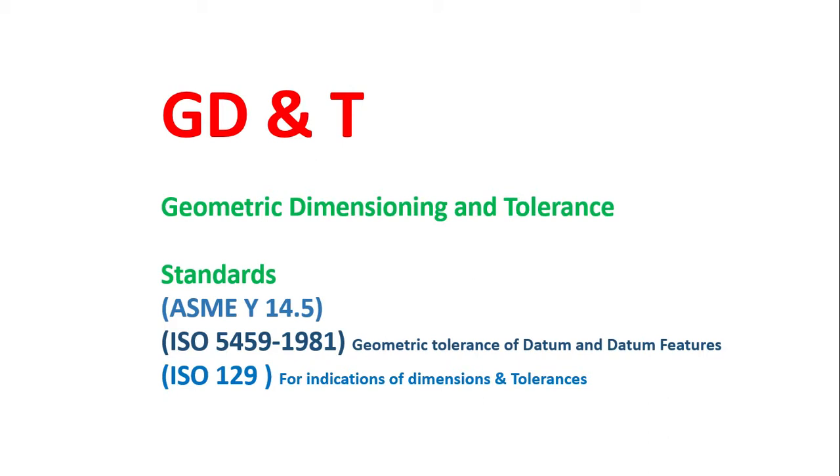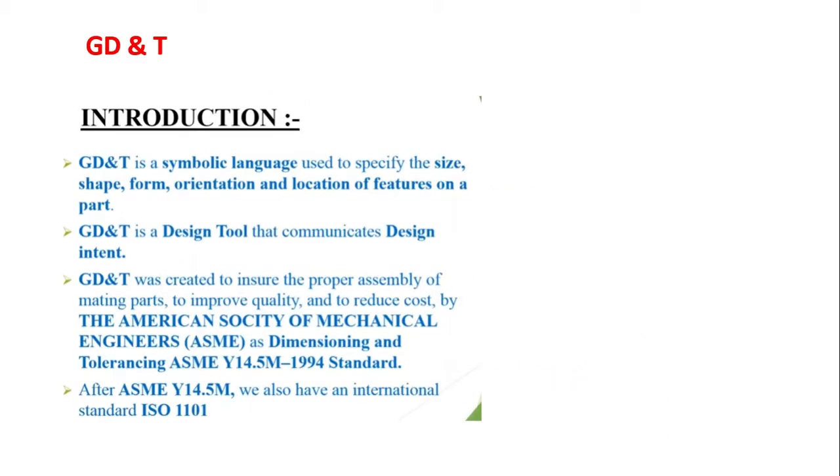The standards we use here: with respect to American standards for mechanical engineers, we use Y14.5 for GD&T, and with respect to ISO standards, we refer to ISO 5459-1981 for the geometric tolerance of datum and datum features. Very important, only for datum and datum features. With respect to ISO 129, we use it for indications of dimensions and tolerances. There are so many things inside it. Even ISO 120 is used for building ships and so on, so codings will differ with respect to that. These standards will differ. Now, what actually is GD&T?